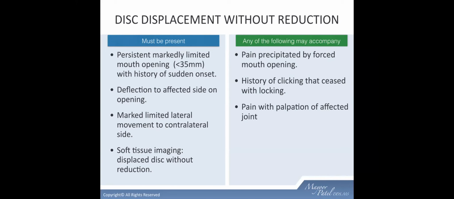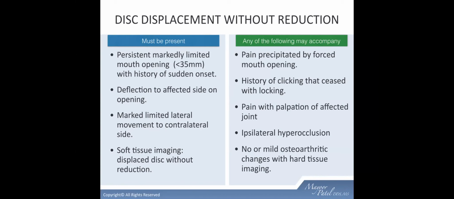Pain when palpating the affected joint, definitely going to have some pain there. In the early stages, in the example I used earlier, if the left disc was slipped forward, I would have hyperocclusion on the side that the disc slipped. Okay, because what you're going to get is the disc goes forward, then your condylar head is going to slightly sit more superiorly, and as a response, you get hyperocclusion on the ipsilateral side.